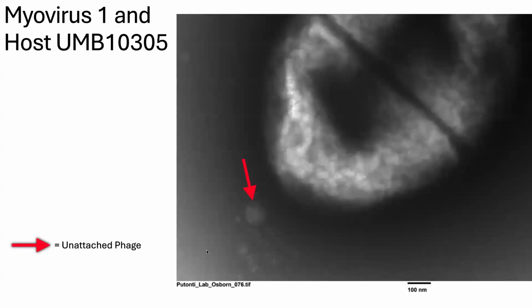However, for myovirus 1, with our red arrow here, we saw it present near the bacterial cell, but we never were able to see it attach. And we actually ran this test multiple times, but we never were able to confirm attachment. So myovirus 1 could not attach to its host.